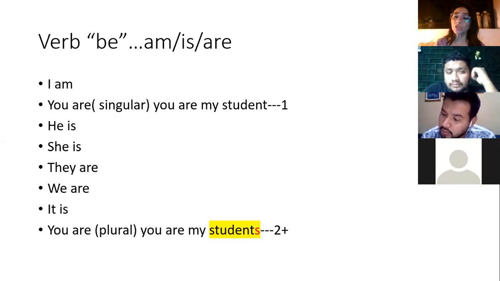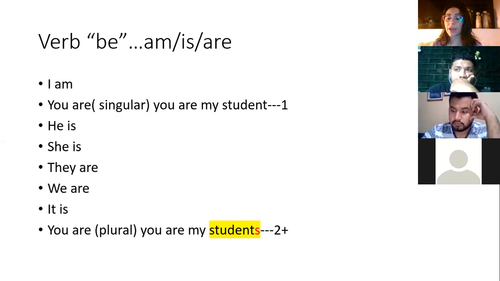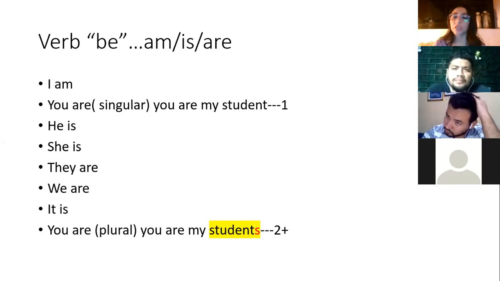Okay? No importa que sean animales o objetos, pero si son más de uno, pasan a ser they. Okay? They are. If it's only one, it's okay. It is. All right? I say, it is a pen. Okay? Because I only have one. But if I have two, then I say they are pens. Okay? Then we have you are, again, but that's for plural. You are my friends. Or you are my teachers. And I have two teachers or three teachers or four teachers. Do you understand?